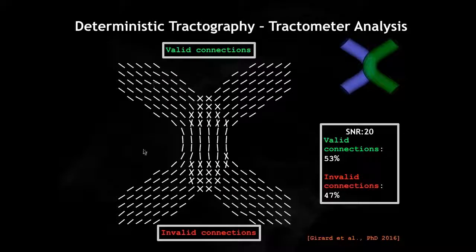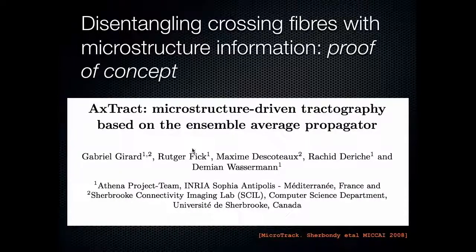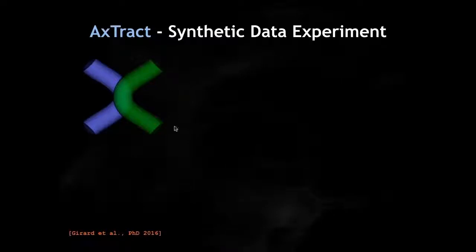It's not surprising. Look at the orientation field. How can a tractography know what to do right here? You can get the U, you can get this branch, you can get the curvature branch. So what if we add microstructure? As I said, AxTrack and MicroTrack from Danny Alexander's group are proof of concept that this might lead to something hopeful. So imagine again the same kissing.